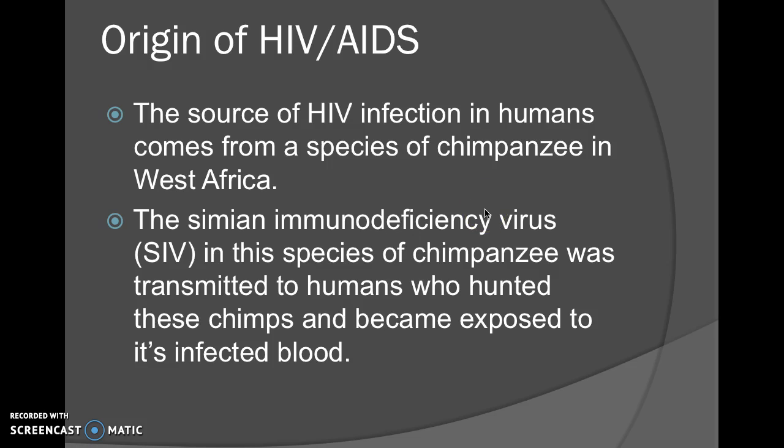So the origin of HIV and AIDS: the source of the HIV infection in humans comes from a species of chimpanzee in West Africa. The species of chimpanzee carried the simian immunodeficiency virus, or the SIV, and this virus was transmitted to humans when they hunted these chimpanzees, and the hunters became exposed to the infected chimpanzee blood, and then the SIV mutated inside the humans, and then turned into HIV.